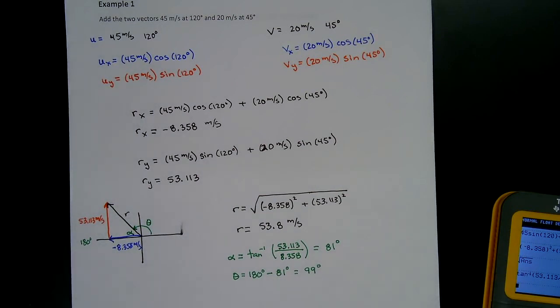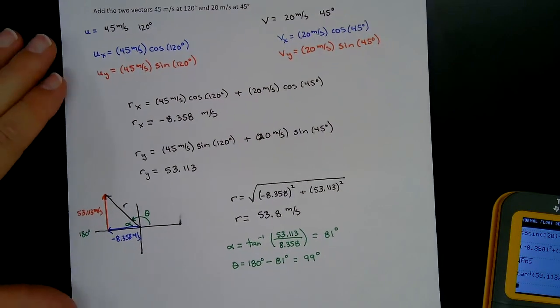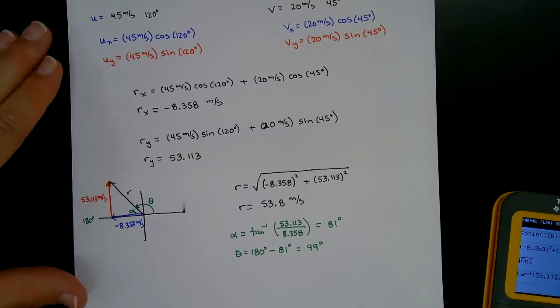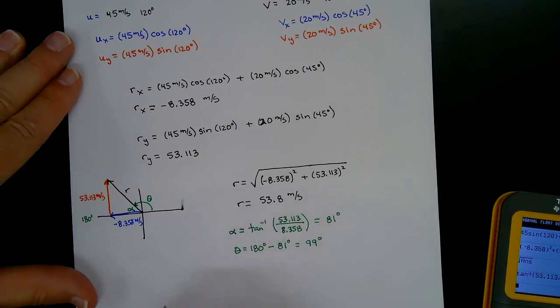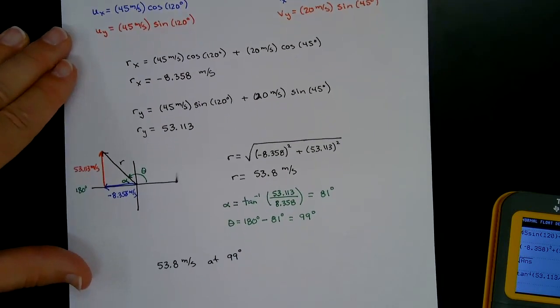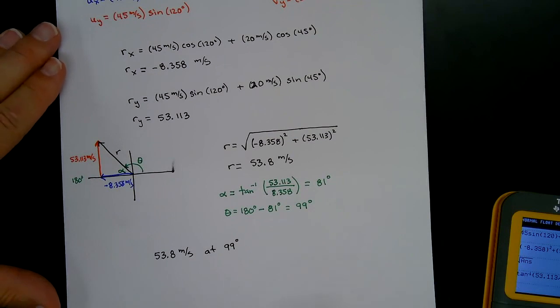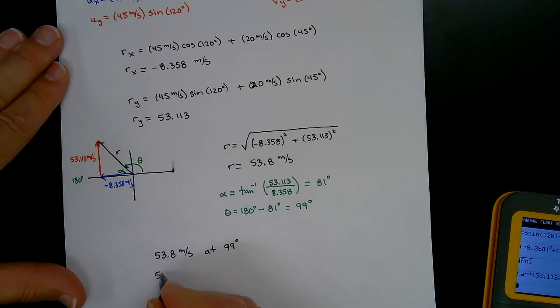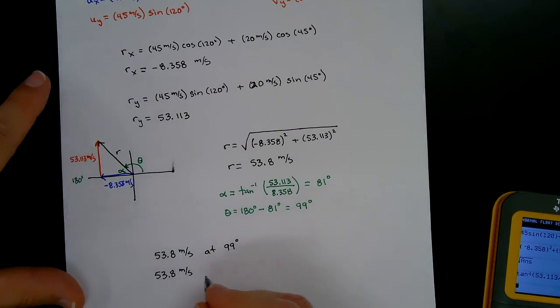All right, so we're ready to write it, okay? So what is our vector? The resultant vector is this. It's going to be 53.8 meters per second in a direction of, we can say, at 99 degrees. Now, the descriptive way of writing it is we could say 53.8 meters per second, and then we could say 81 degrees.